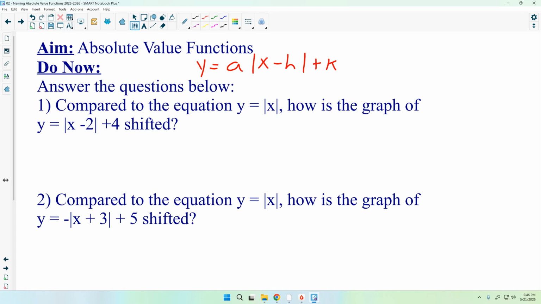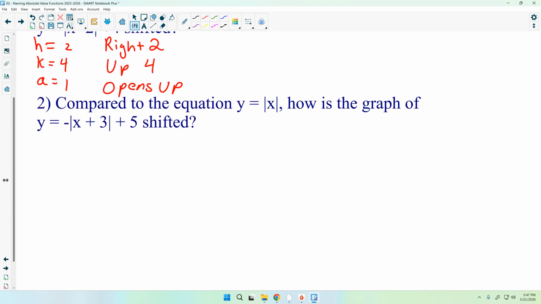Okay, so compared to our parent graph, in y equals absolute value of x minus 2 plus 4, we can see an h of positive 2, because remember that minus is a part of our function, a k value of positive 4, and an a value of 1. So with that, we can see that it has shifted right 2 units, up 4 units, and that our graph opens up just like the parent graph, which would mean it has a minimum value.